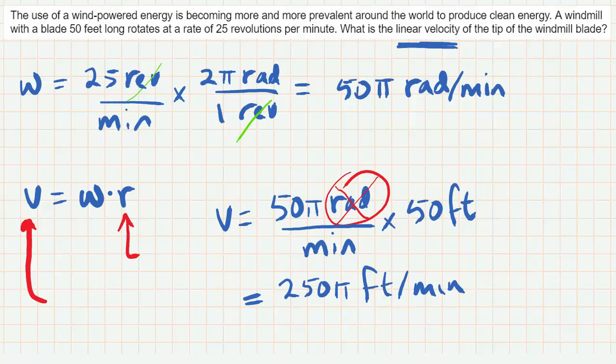So when we are coming up with our units for linear velocity, we know that the units of linear velocity should be distance per time. So it makes sense in this case to leave off the RAD and ignore it. I hope that makes sense.